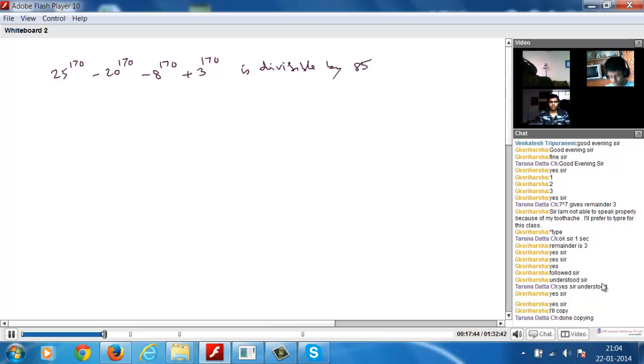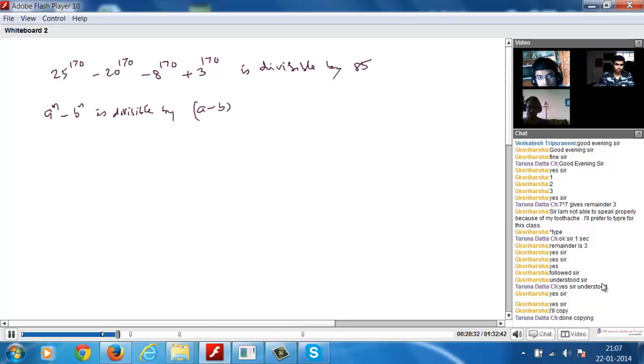Now show that 25 power 170 minus 20 power 170 minus 8 power 170 plus 3 power 170 is divisible by 85. This we may not be using a binomial theorem, but of course these kinds of questions also will come. There is a thing that you have to remember here: a power n minus b power n is divisible by a minus b. And see how you can use this to establish that it is divisible by 85.